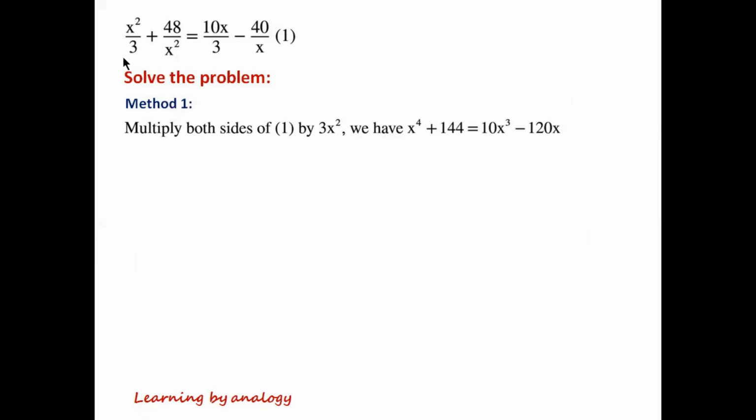Multiply both sides of equation 1 by 3x squared. We have x to the power of 4 plus 144 equals 10x cubed minus 120x. Rearranging this equation, we have x to the power of 4 minus 10x cubed plus 120x plus 144 equals 0. How to solve equation 2?